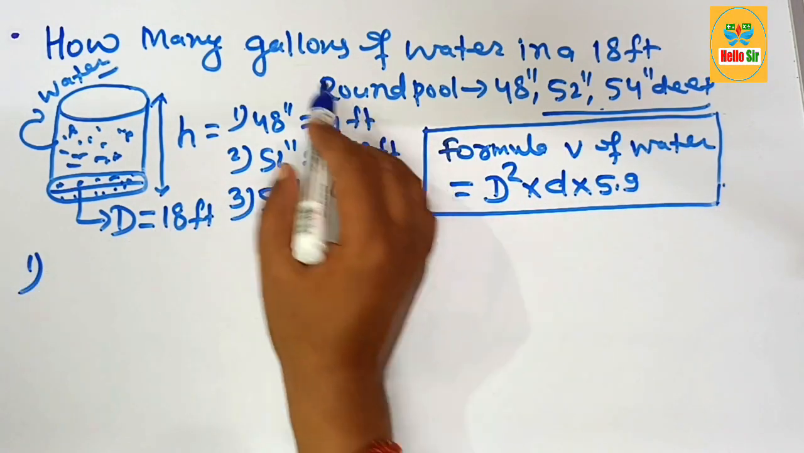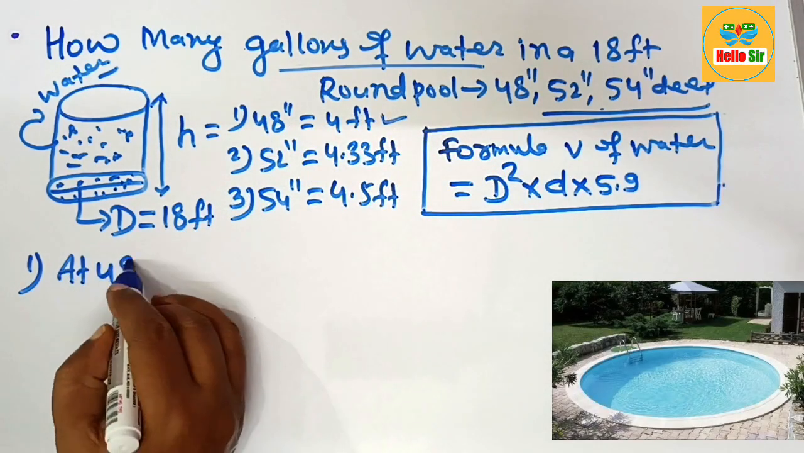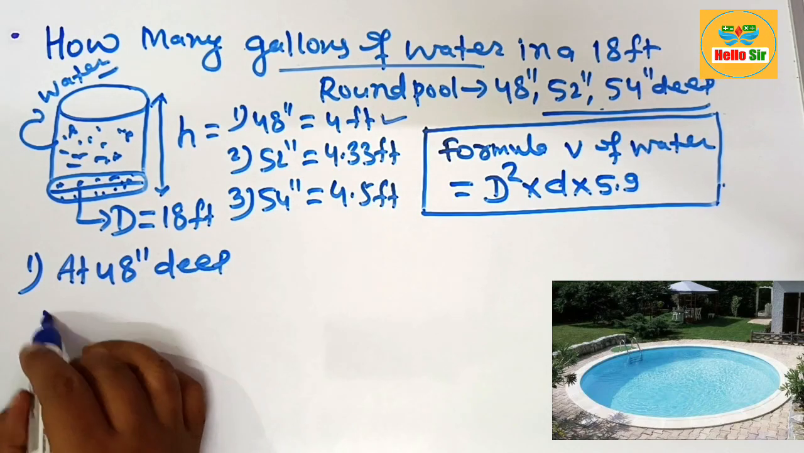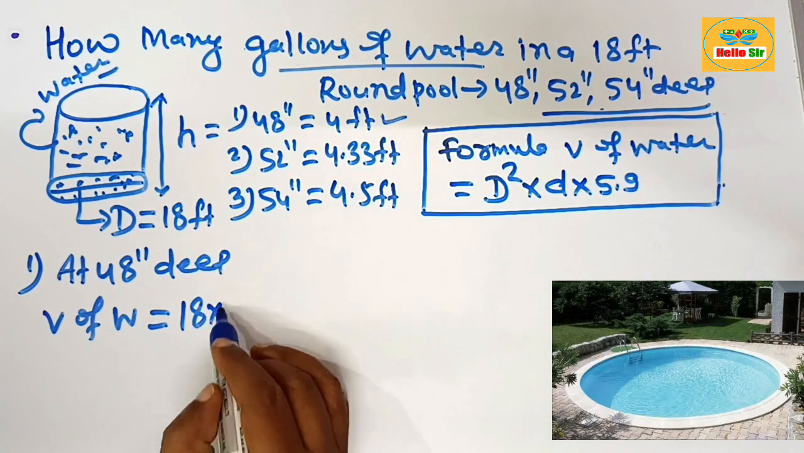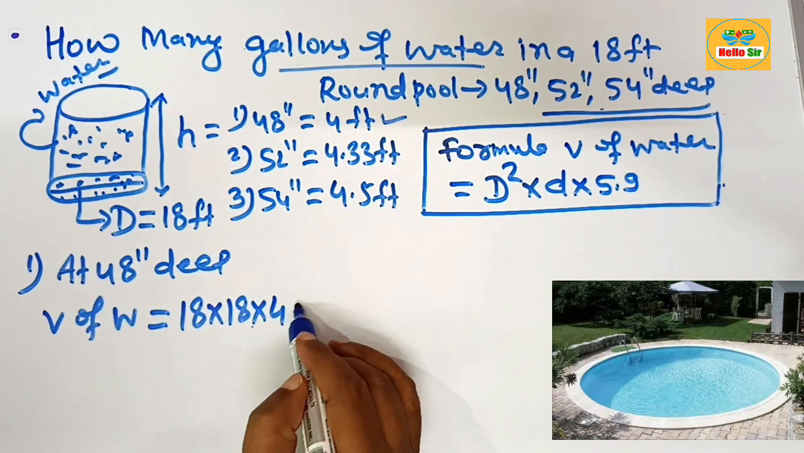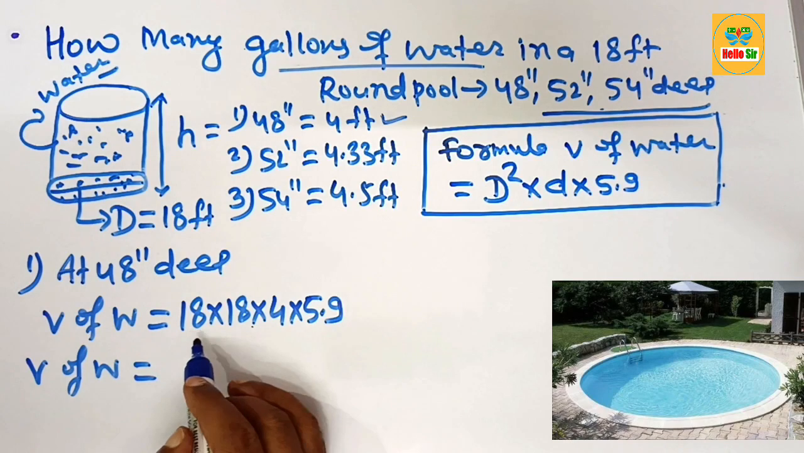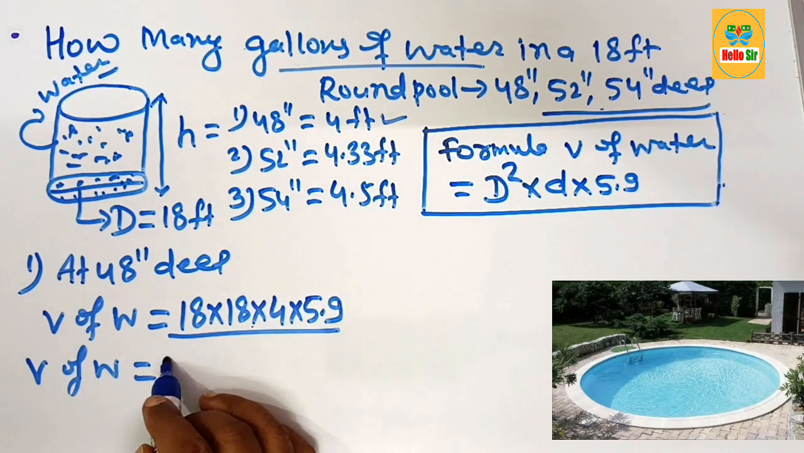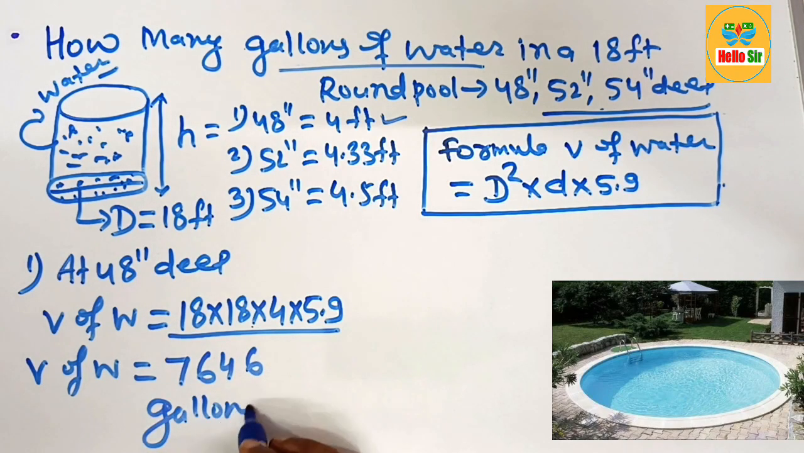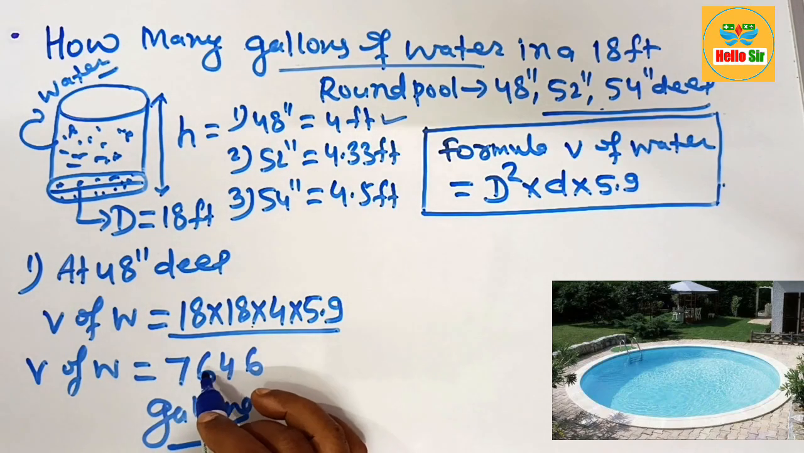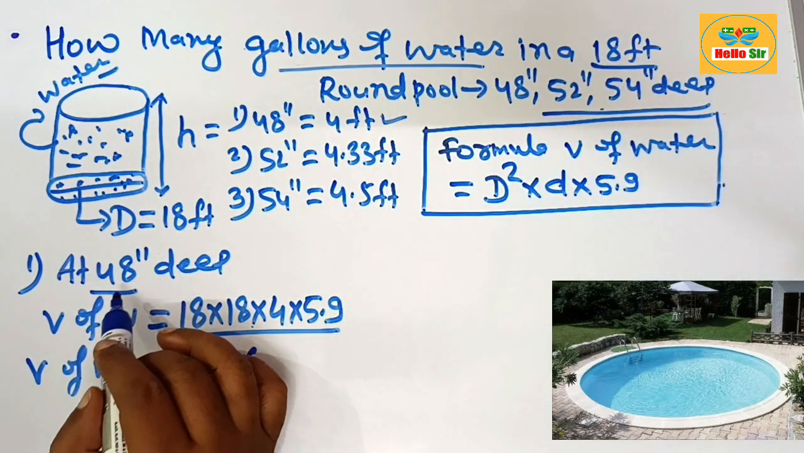Now first we calculate the gallons of water at 4 foot deep, at 48-inch deep. The volume of water equals the diameter squared, that is 18 multiplied by 18, times the depth of the pool, that is 4 foot, multiplied by the factor, that is 5.9. Now after multiplication, this will come to about 7646 gallons. It means you need about 7646 gallons of water to fill an 18-foot round pool at 48-inch deep.